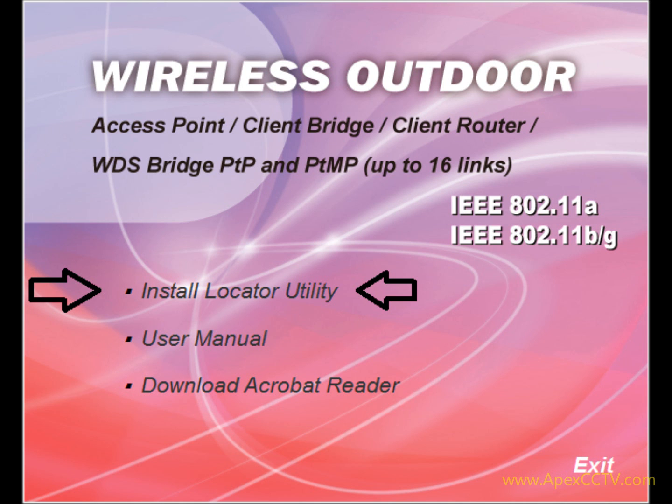Locate your CD software, which will be located in your antenna's box. In the next step, you will need to install the software. Take the disk that came with the antenna and insert it into your computer. Select Install Locator Utility, and click OK and wait until the installation is finished.